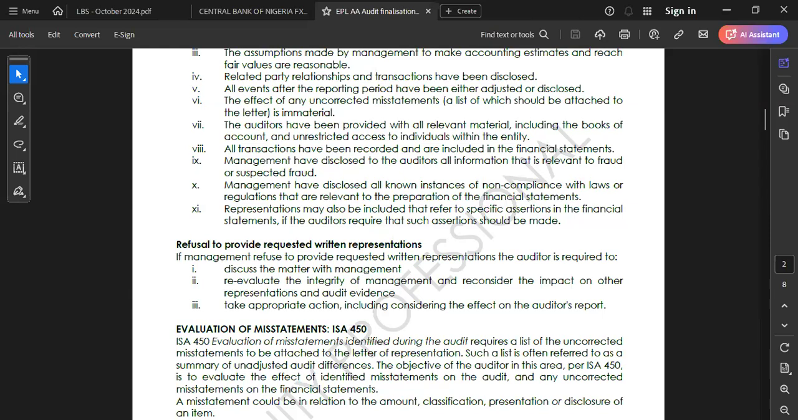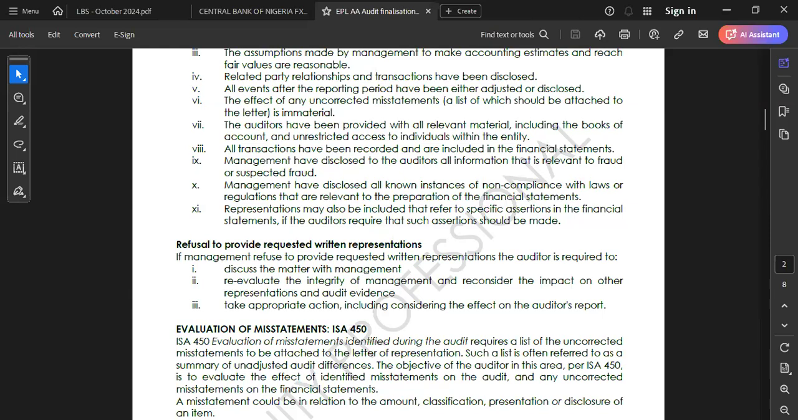So what this means is that if after discussing with management they still refuse, the auditor might now look at the integrity of management. What does that mean? Management are expected to be straightforward, honest, and equity driven, meaning that they are not supposed to be cunning or have anything of doubt. They are not supposed to be questionable.